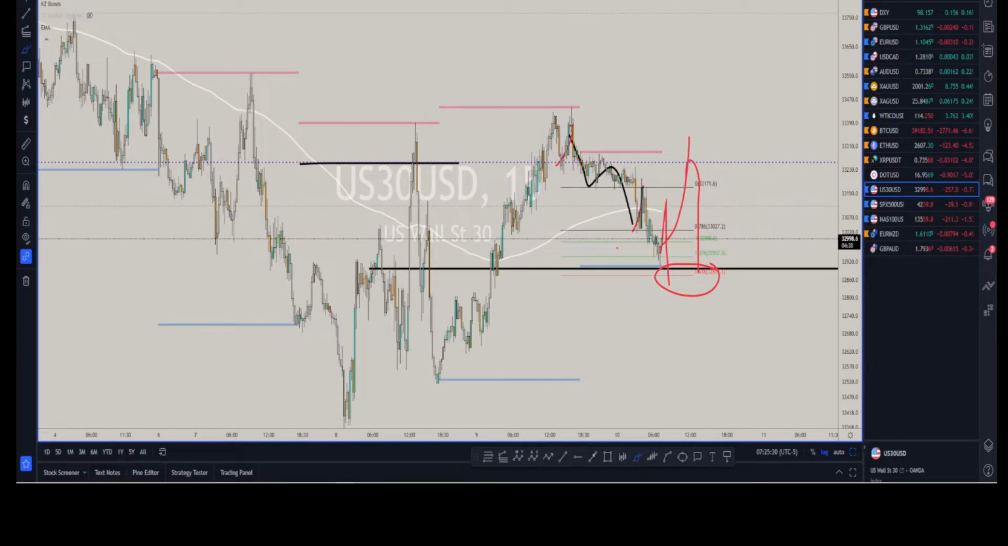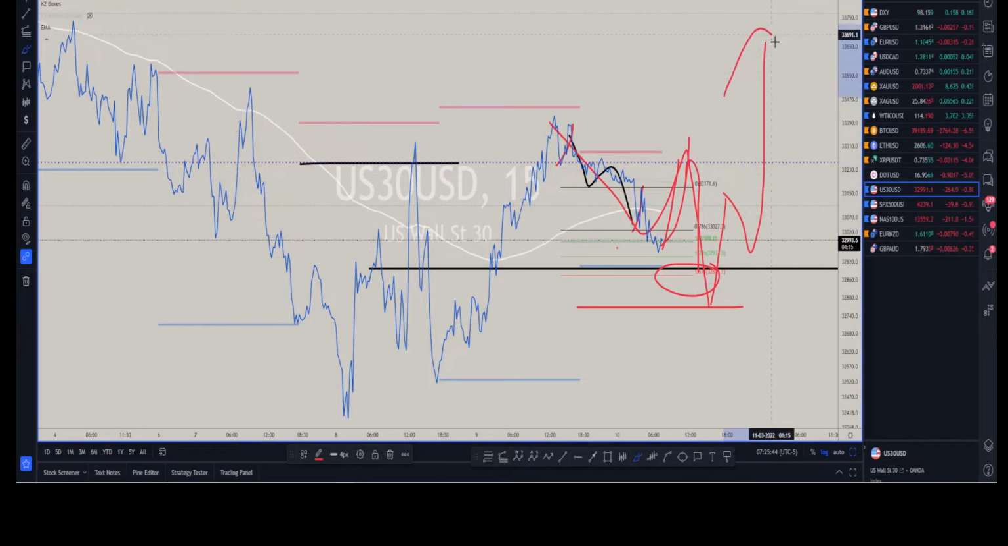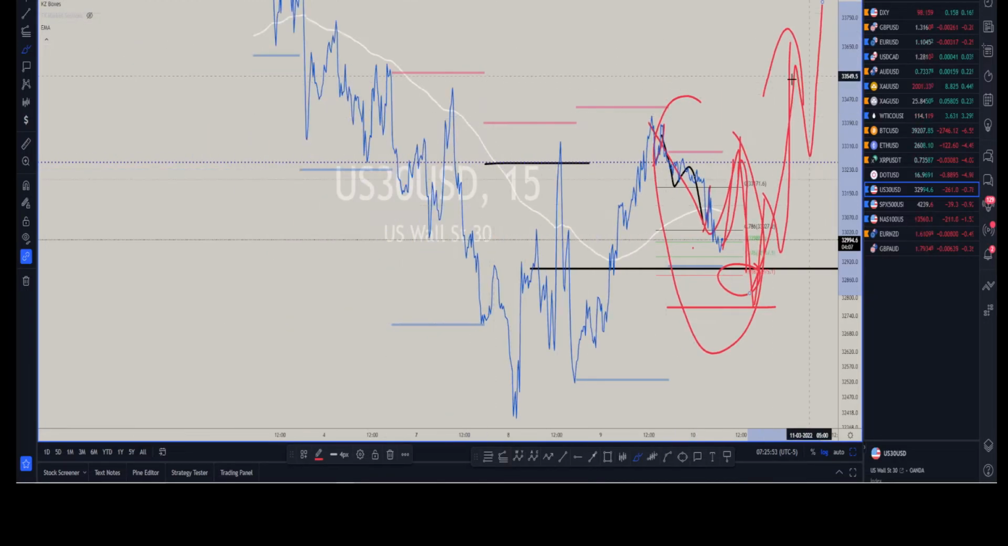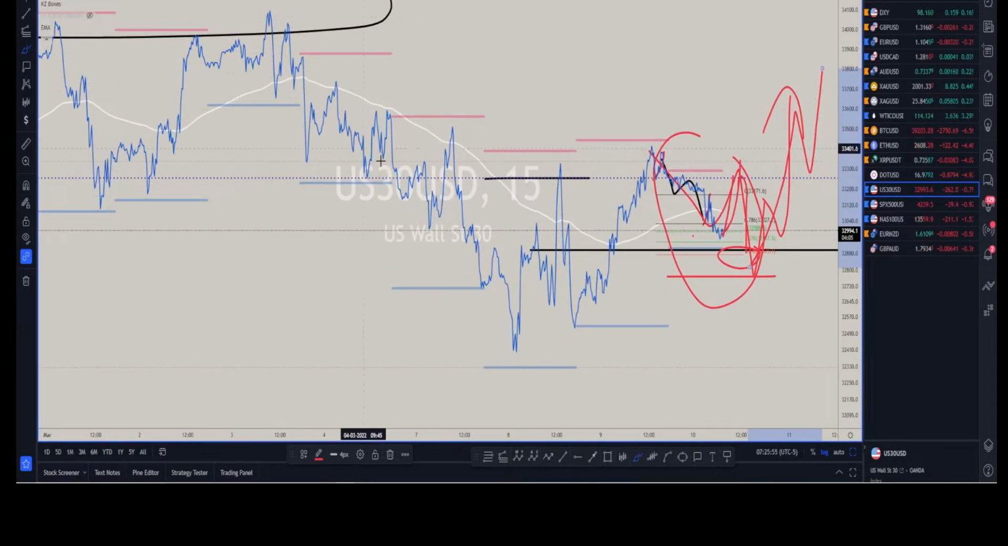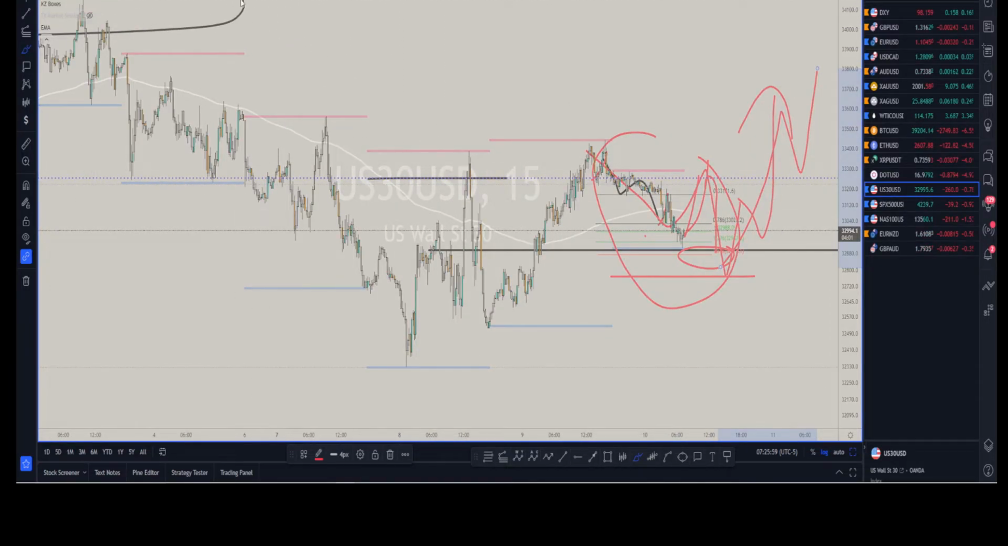That's first. Second, if it does this and you measure it, it comes here into the 1-to-1 of this 3-wave move and goes back inside, then you can start looking for this move where this is a complete 3-wave and you're looking for a 3-wave towards where this liquidity up there. Now let's go back to our higher time frame.